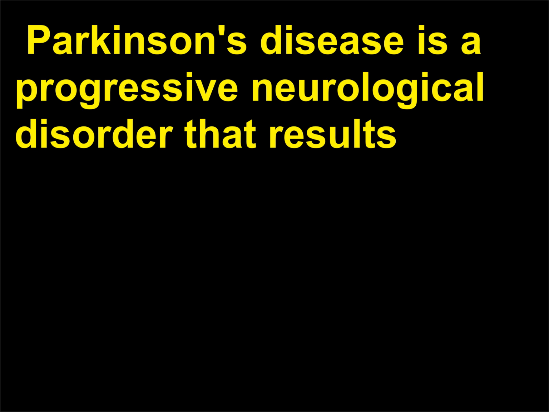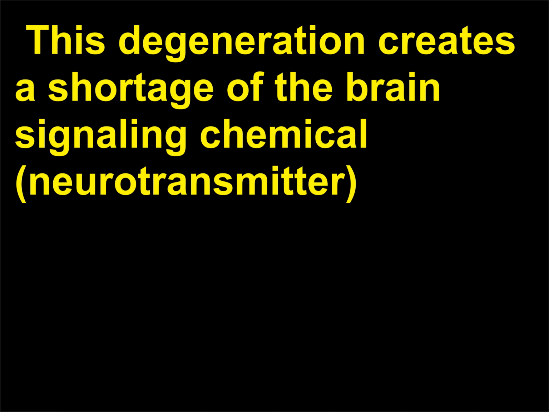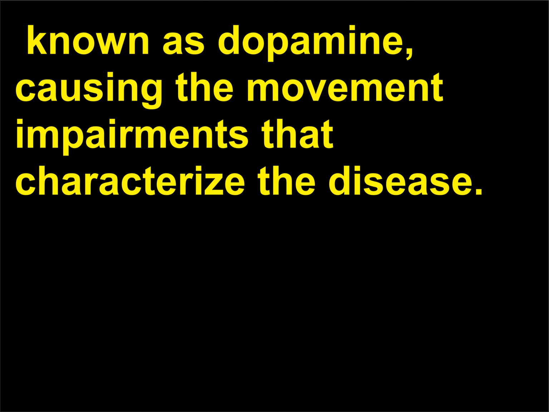Parkinson's disease is a progressive neurological disorder that results from degeneration of neurons in a region of the brain that controls movement. This degeneration creates a shortage of the brain signaling chemical, neurotransmitter, known as dopamine, causing the movement impairments that characterize the disease.